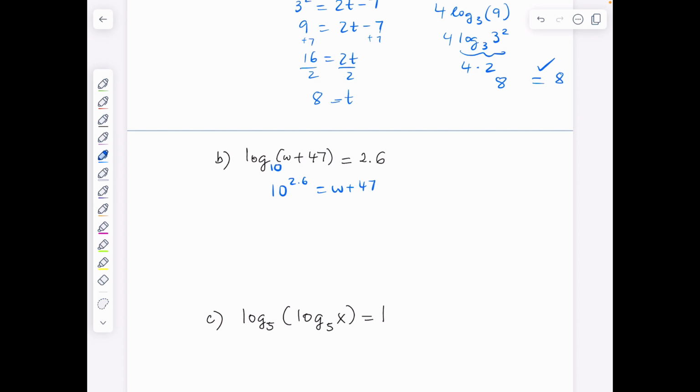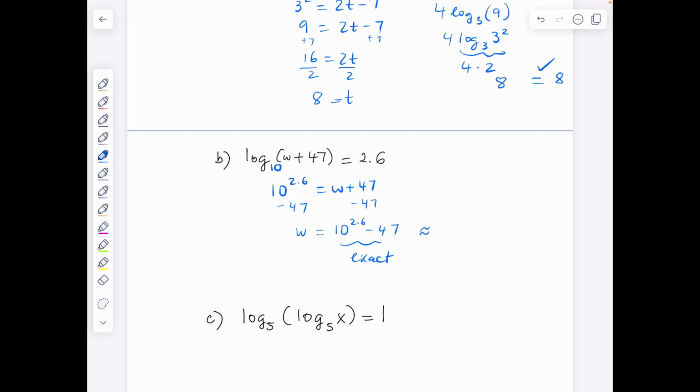Don't be intimidated by 10 to the 2.6. That's just a constant. And if you want the exact answer, then don't use your calculator to calculate 10 to the 2.6. Just leave it that way. Subtract 47 from both sides. So w is equal to 10 to the 2.6 minus 47. This right here is the exact answer.